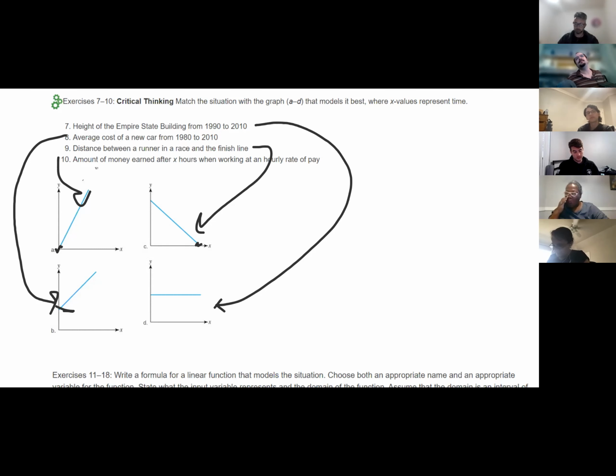Okay, thank you. Amount of money after earning X hours, well, they're not going to pay you anything unless you start working, if you're working hourly. And then we're just going up from there.